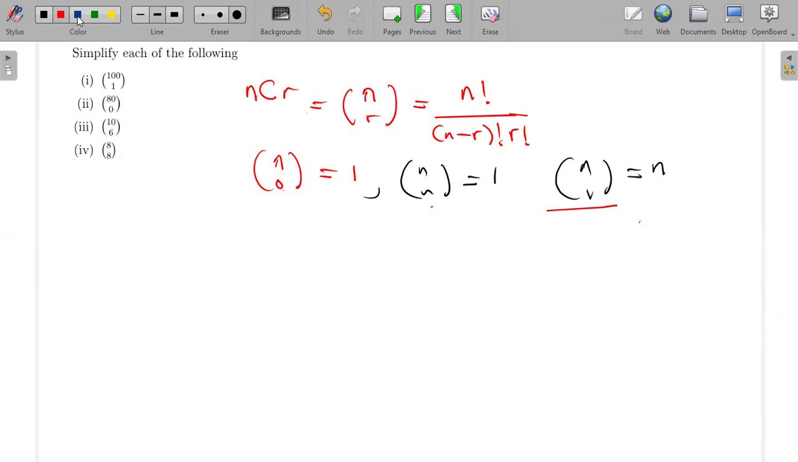So I think you would guess that the next one, that is 80 choose 0, is just going to give us 1. So 80 choose 0 is going to give us 1. Okay, but then let us show that.